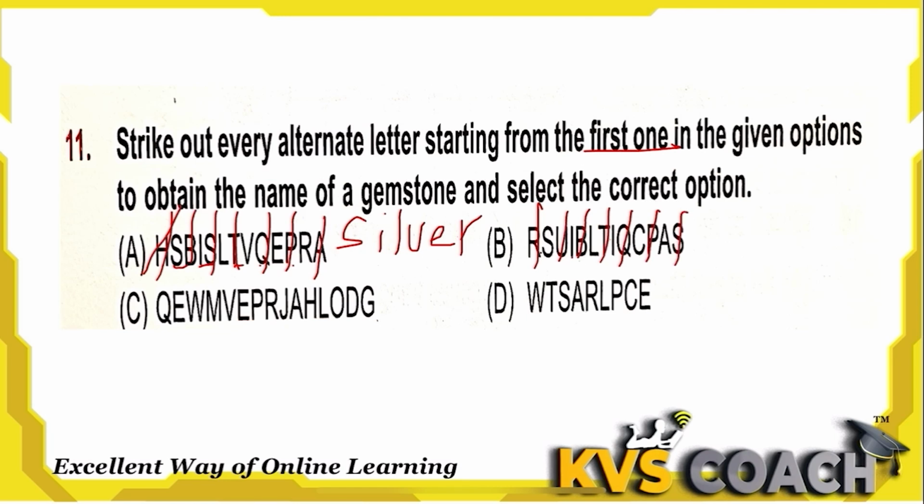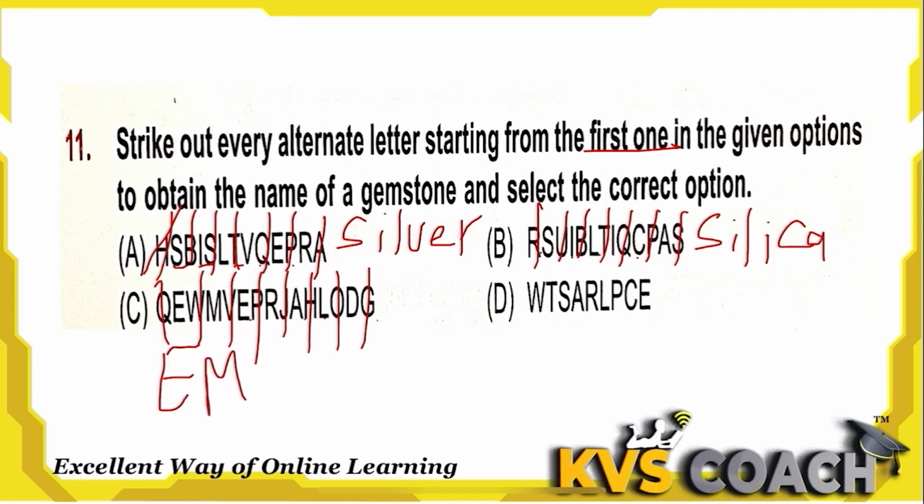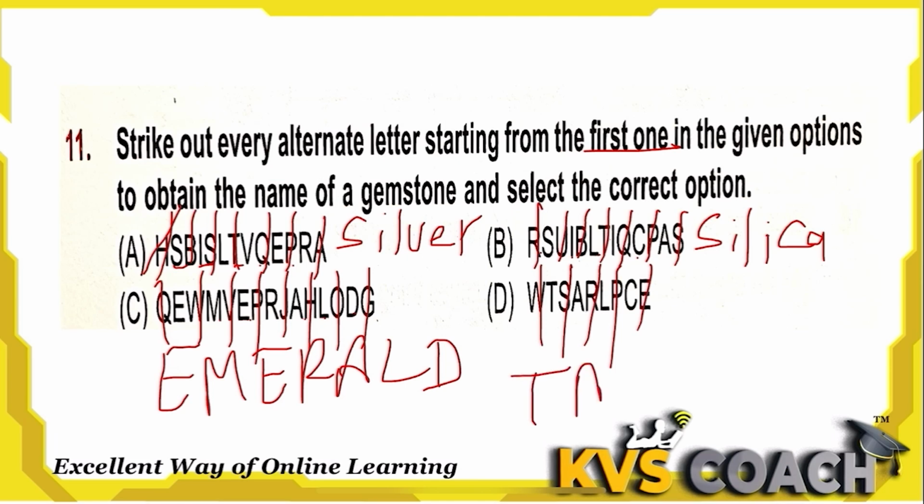In B we have SILICA, silica. In C we have EMERALD, emerald. In D, this is TALC, talc. Talc is the softest stone, and which is the hardest? Yes, diamond is the hardest rock and talc is the softest rock.